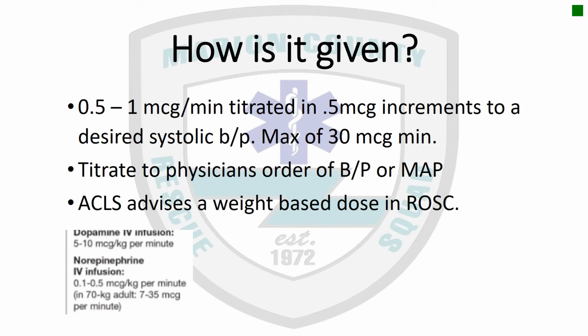Levophed is administered 0.5 to 1 micrograms per minute and then titrated in 0.5 microgram increments to a desired systolic blood pressure or a desired MAP. The maximum infusion is 30 micrograms per minute. It's going to be titrated to a physician's order. If you look in the ACLS protocols for return of spontaneous circulation, they have Levophed listed as a weight-based infusion. It's not given often that way, but it can be. Most often it is given as a non-weight-based infusion.